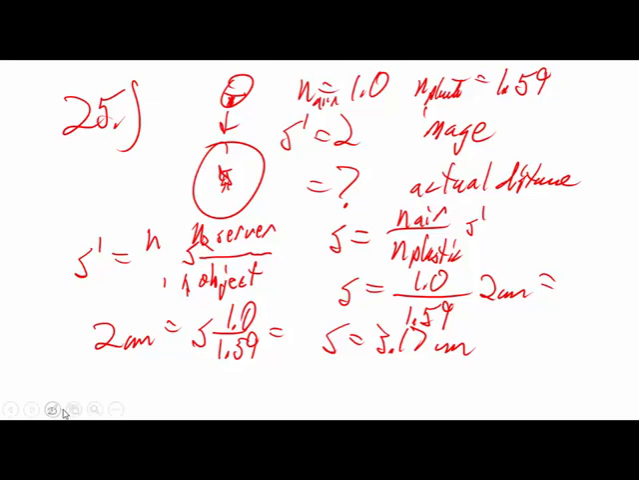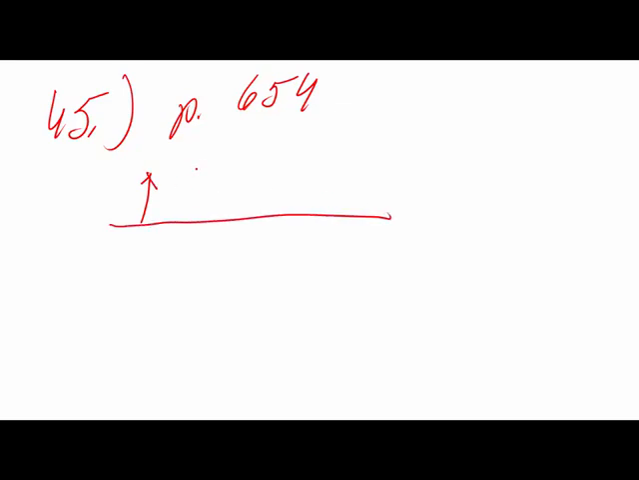Let's do one more. Let's look at number 45. Okay, number 45, and this is on page 654. All right, so we have a 1 centimeter tall object, an object that has a height of 1 centimeter. And it is 10 centimeters in front of a converging lens.